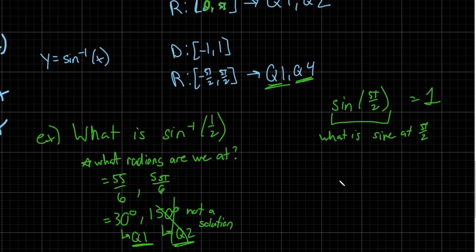Because the inverse of sine has a restriction. It can only be in quadrant 1 and quadrant 4. The 150 is in quadrant 2. So it's not a solution. It's extraneous. We can use that word since we're so used to it. It's an extra solution. It's extraneous.